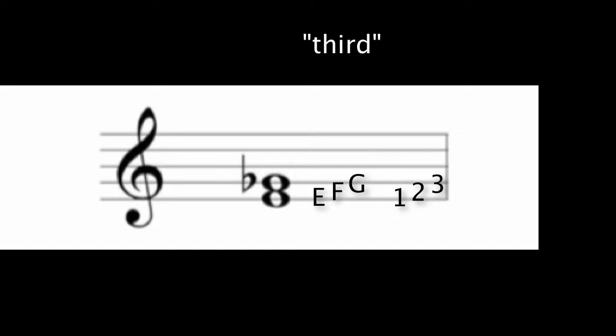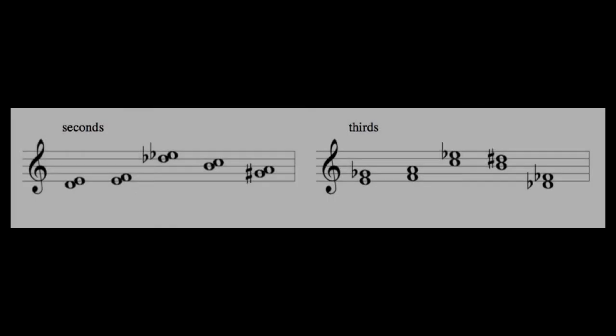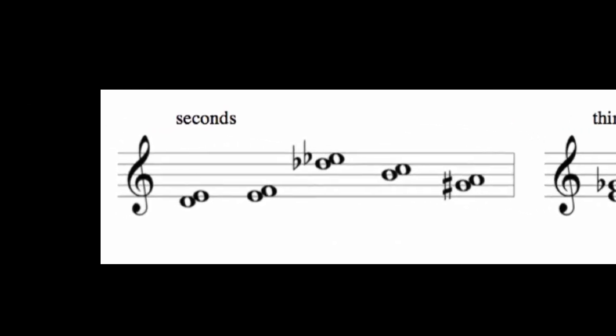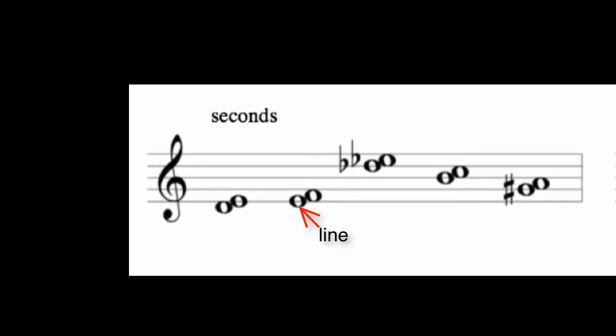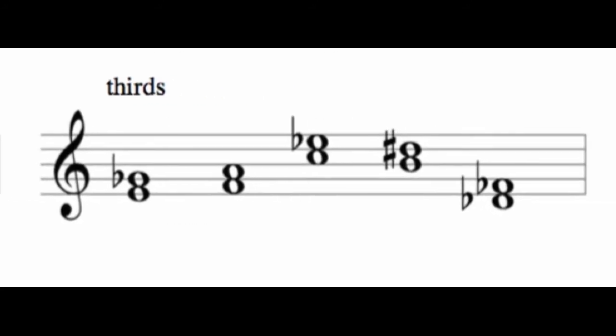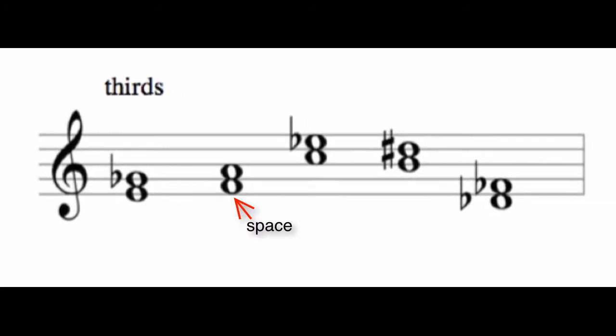It is quite easy to see the difference between seconds and thirds when written on a staff. The notes comprising the interval of the second will always be on a line and an adjacent space, or a space and an adjacent line. Intervals of the third will always be on a space and an adjacent space, or a line and an adjacent line.